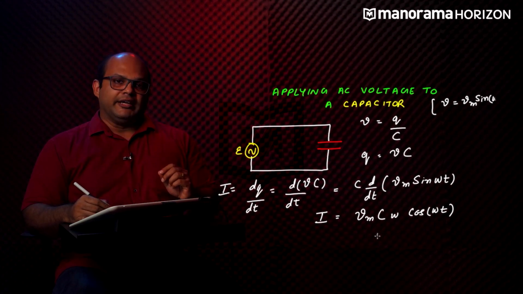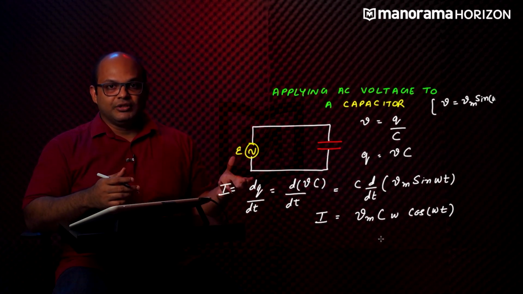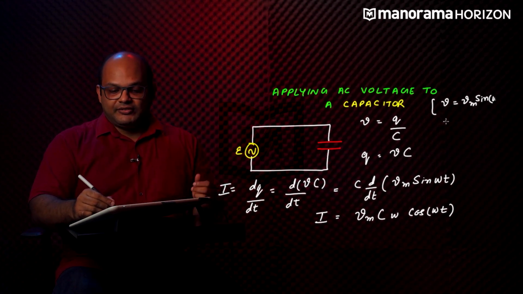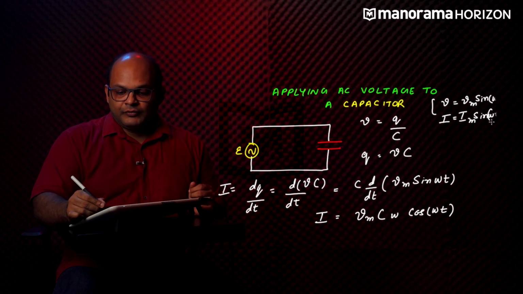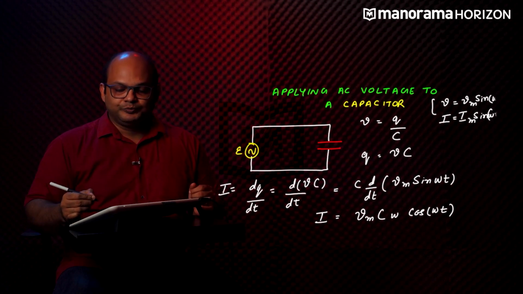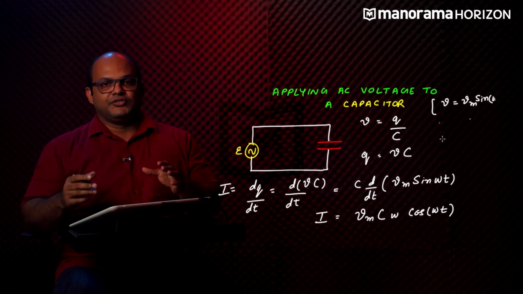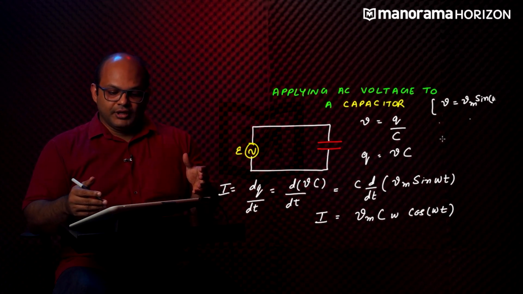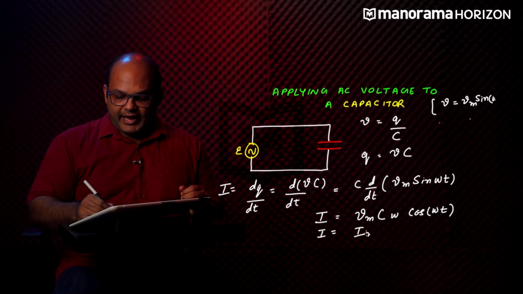Now, if you were to write the current for a capacitor in the same way that we define the voltage for an AC system, the current is equal to Im sine omega t plus pi by 2. Now, if we were to define the current in this system the same way we defined voltage, we would find that we can write I as being equal to Im cos omega t.